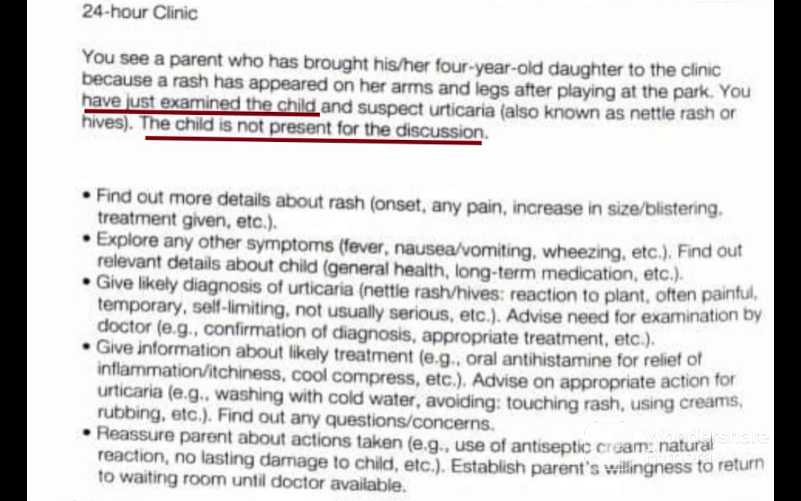Then from the father's side: yes sister, I am Maria's father, and what about my baby's condition? Then we can start like this. Before proceeding further, may I ask your name or how may I address you? Then you can continue the conversation. Like, Mr. Matthews, I can really understand your concern about your baby, but no need to worry. Before proceeding, may I ask you some questions regarding your baby's rash? Then you can continue with the first task. So this is a scenario if the baby is not present for the discussion.